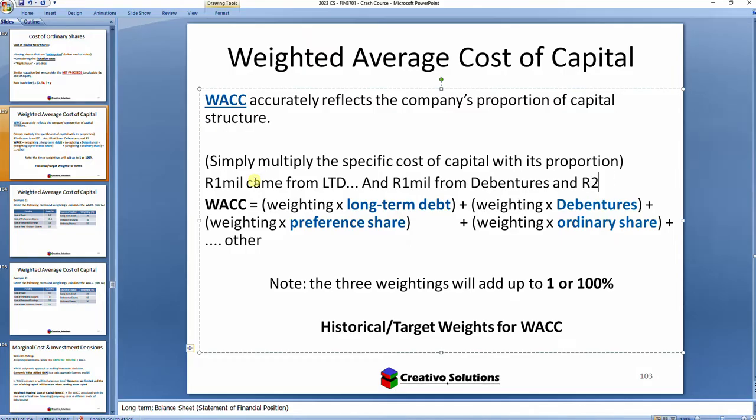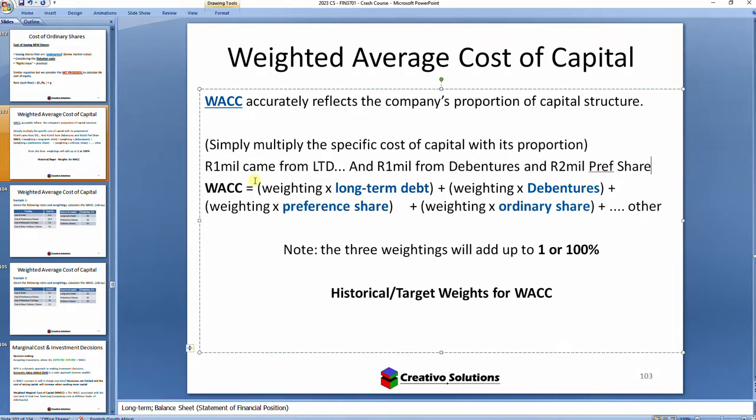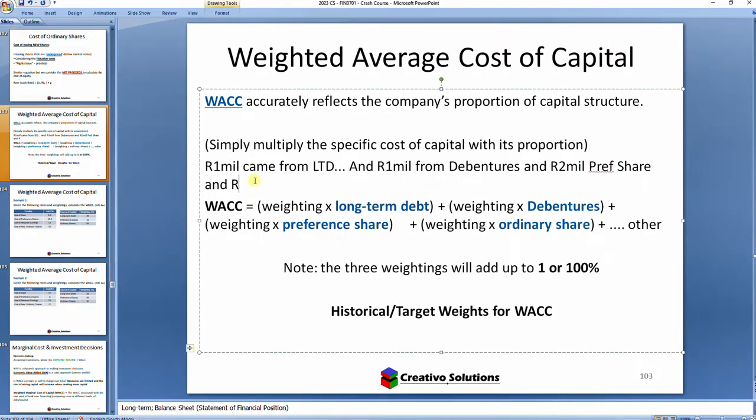Let's change the numbers a little bit. 2,000,000 rand from pref shares, and let's say 3,000,000 rand from new equity, new shares issued. Let's just assume that was the example we were looking at. All you would have to do is add up all the amounts. So 1 plus 1 is 2, plus 2 is 4, plus 3 is 7. So 7 million is the total debt and equity financing.